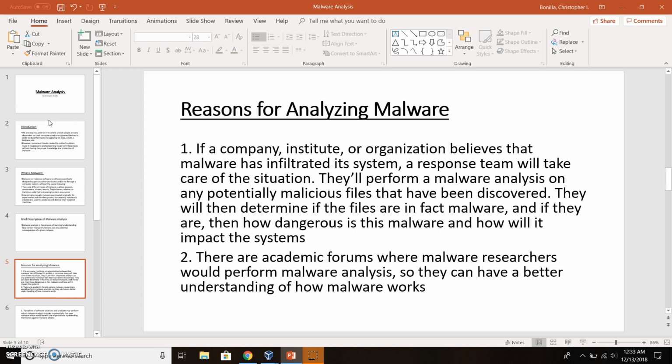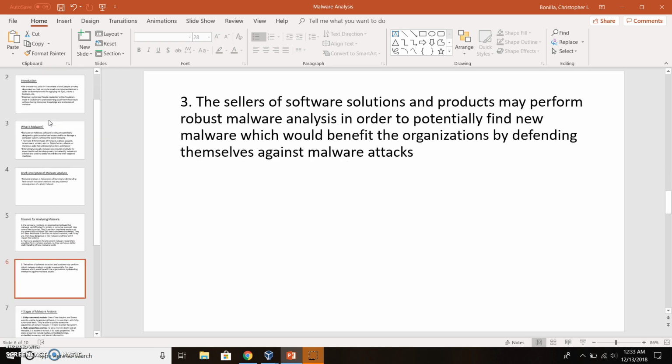The second reason for analyzing malware is that there are academic forums where malware researchers will perform malware analysis so they can have a better understanding of how malware works. And third, the sellers of software solutions and products may perform robust malware analysis themselves in order to potentially find new malware, which would benefit the organizations because now they'll be able to defend themselves against malware attacks.